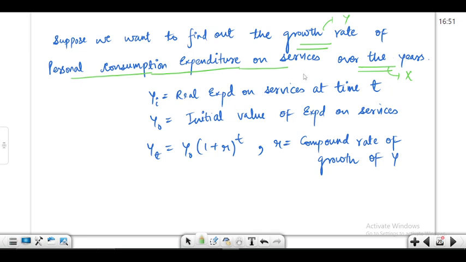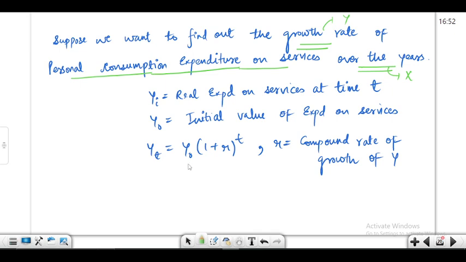Okay. So yt is the real expenditure on services at a time t. Okay. Y naught is the initial value of expenditure on services. So we know how a variable grows, and at a given time t, the value of a variable is basically dependent on the initial value of the variable.